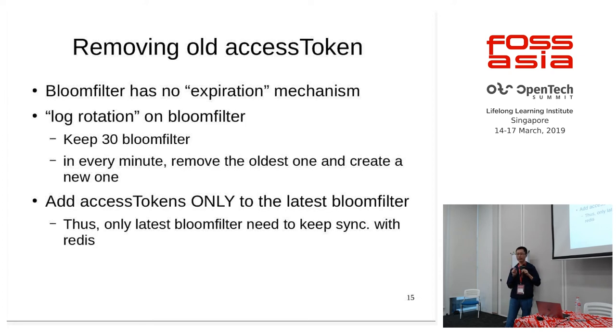In our local application server, instead of just one Bloom filter object, we create 30 Bloom filter objects, and every minute we remove the oldest Bloom filter object and create a new one. If our SS token has not been used in 30 minutes, it will finally be removed from such an array of Bloom filters. And one more key point is the SS token is added to the latest Bloom filter, and not all the Bloom filters need to be synchronized with Redis. Only the currently used one needs to be synchronized with Redis.